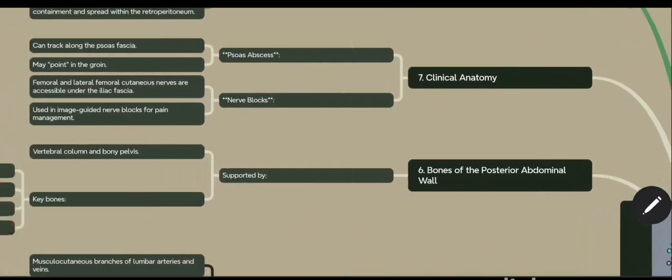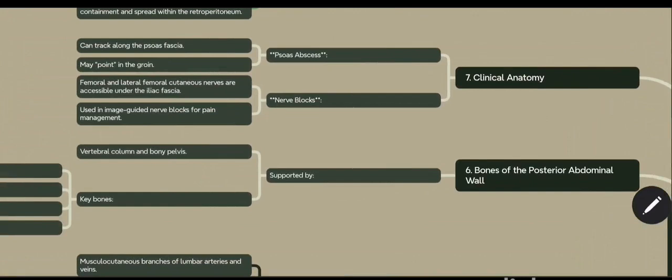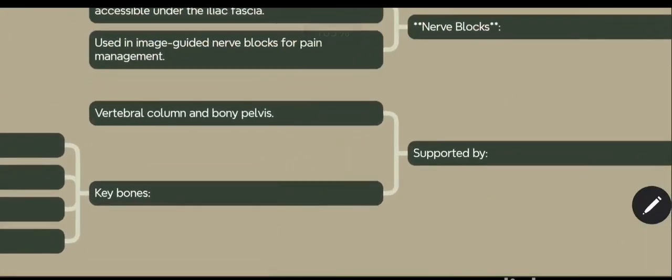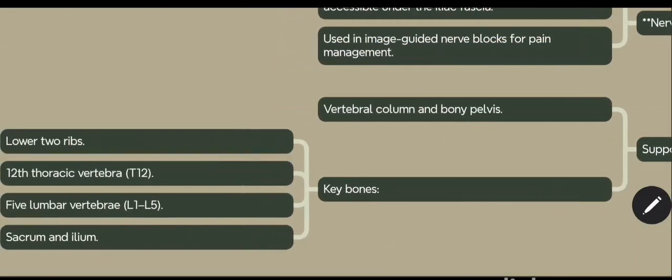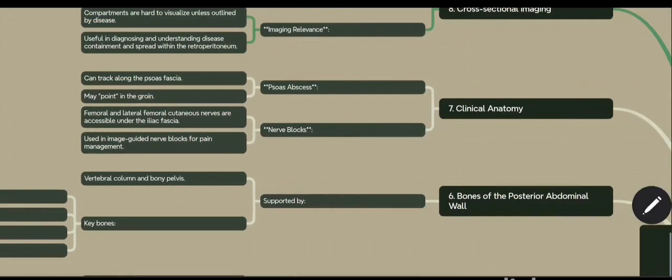Now, the last few parts, the bones of the posterior abdominal wall. It is supported by the vertebral column and the bony pelvis. What are the key structures? The lower two ribs, 12th thoracic vertebra, five lumbar vertebrae, L1, L2, L3, L4 and L5, the sacrum and the ilium.